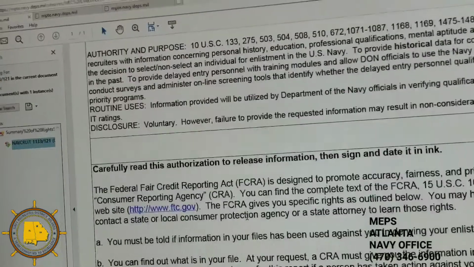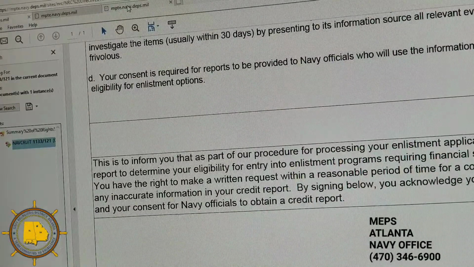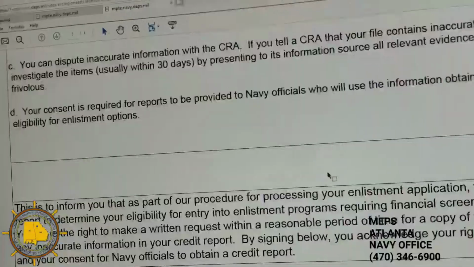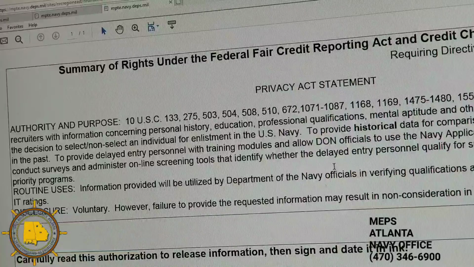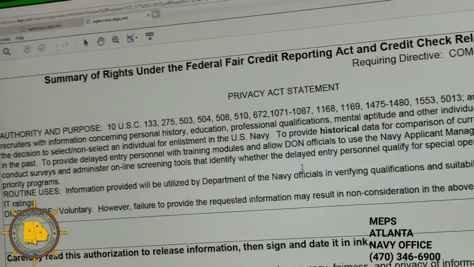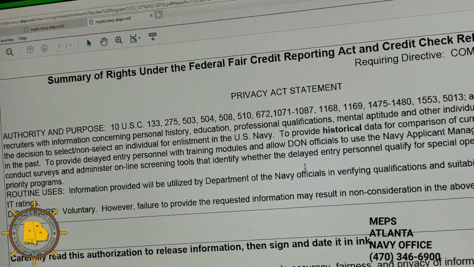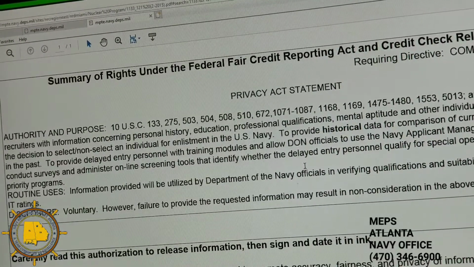Everything is going to be blank. You're going to have to fill everything in. Again, I've taken the liberty of going ahead and pre-filling everything on this document for you. Now, what this actual document is, the way we brief it, is a credit check. This is them signing over, giving the Navy consent to run a check on their credit.